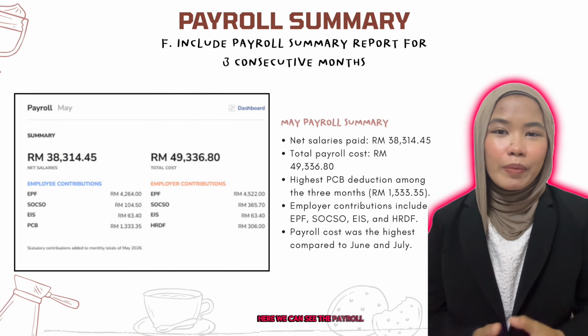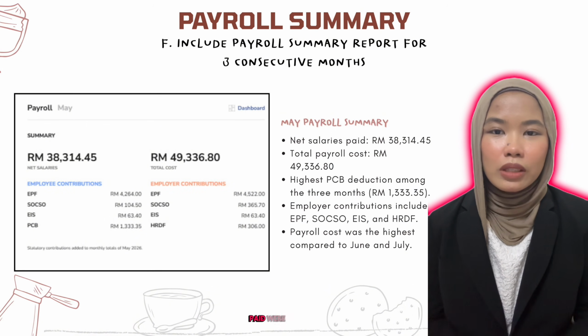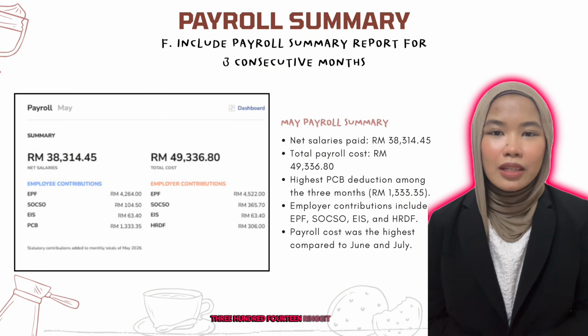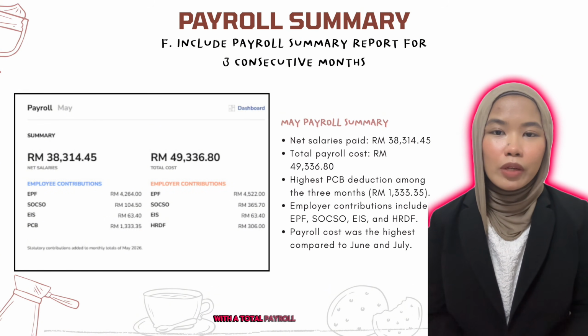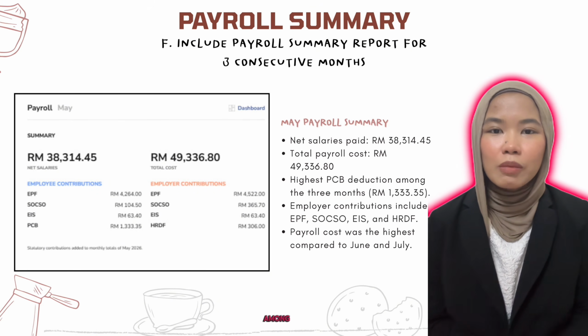Here, we can see the payroll summaries for May, June, and July. For May, net salaries paid were 38,314 ringgit and 45 cents, with a total payroll cost of 49,336 ringgit and 80 cents. This was the highest payroll cost among the 3 months.